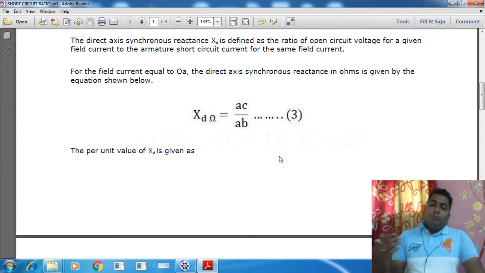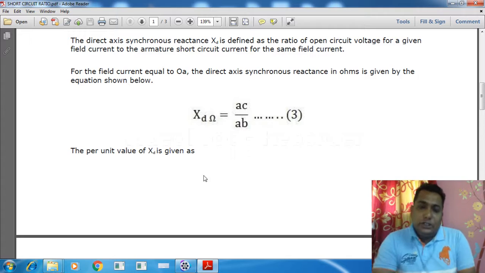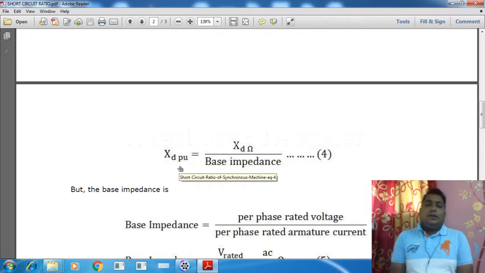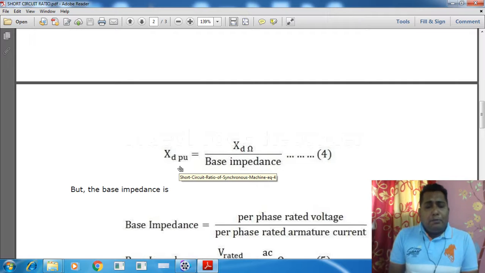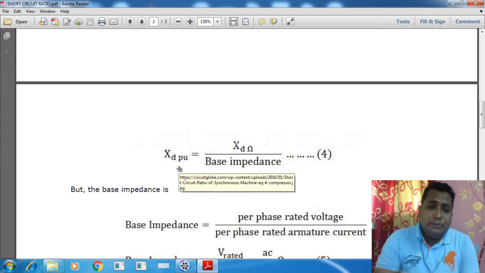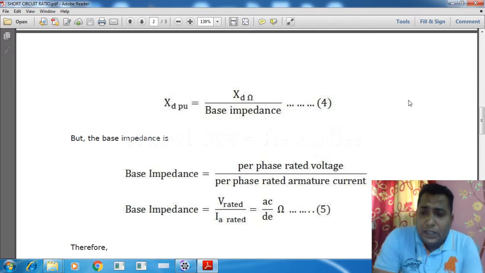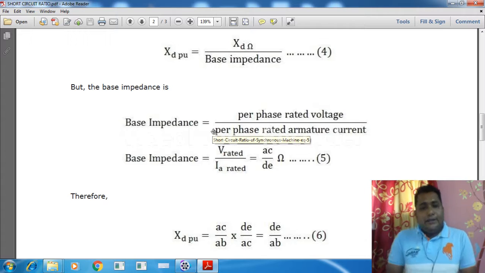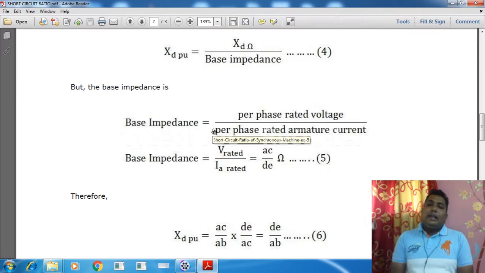Now if we want to find it in per unit, what is the formula? The direct axis reactance in per unit is given by XD divided by the base impedance. Now we have to find the base impedance. If we know the base impedance, then we can find the per unit reactance. So what is the formula for base impedance? As we can see over here, base impedance is equal to the per phase rated voltage divided by the per phase rated armature current.